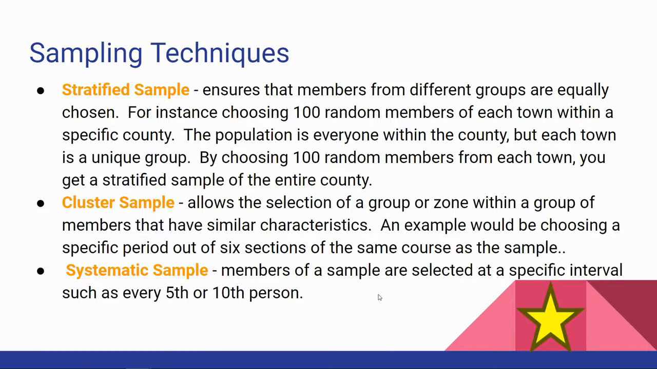And then systematic sampling, members of a sample are selected at a specific interval, such as every 5th person or every 10th person. So this one is not as random as the clustered or the stratified. It is actually more of a convenient sampling because it's not as random.